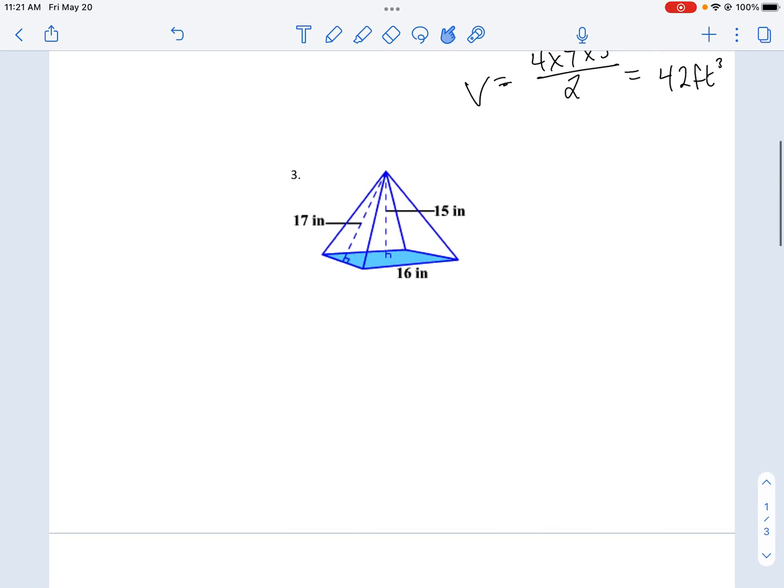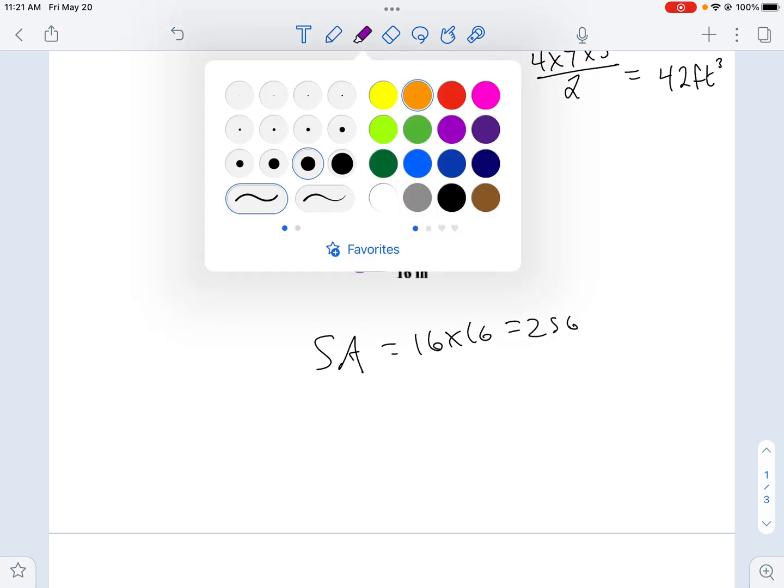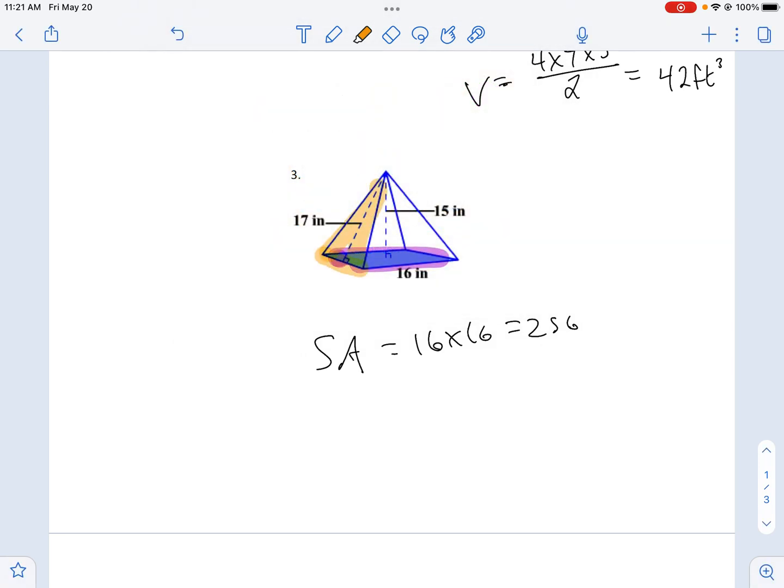All right, here, surface area. Again, it's the area of all the shapes. This is 16 by 16 because it's a perfect square. We've got one of those. Then we have 4 different triangles that are 16 by 17. We've got 1, 2, 3, 4. We've got 4 times our triangles, which are base times height divided by 2. And that's going to be, if I can read my own handwriting, 544. Add those together, 800 inches squared.